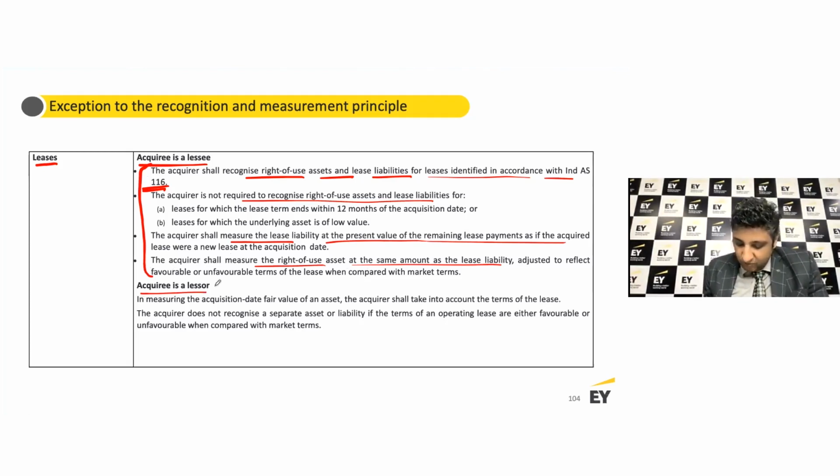Now, in case the acquirer is a lessor, you need to consider the terms of the lease. You don't have to recognize a separate asset or a lease liability in case, for example, there is an operating lease. So if the terms are either favorable or unfavorable when compared to the market terms, you do not have to do any further adjustment around that.